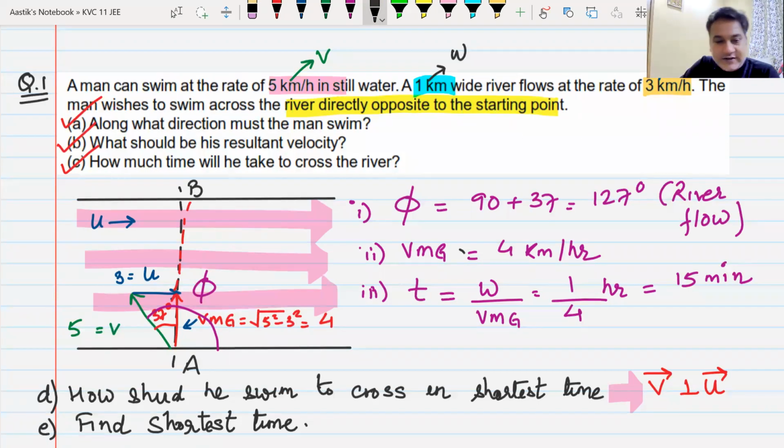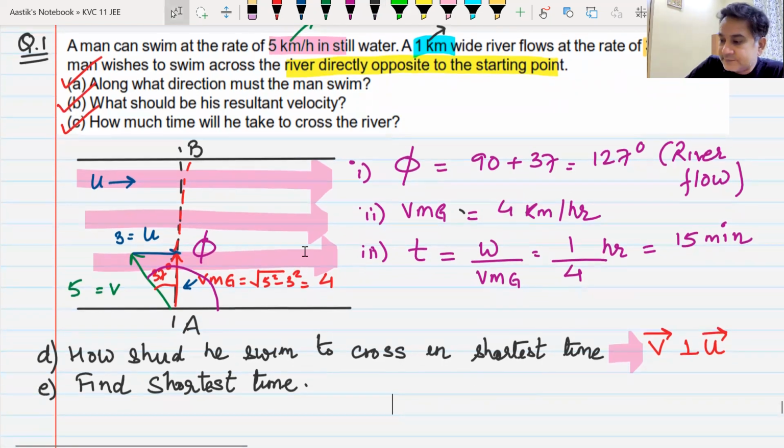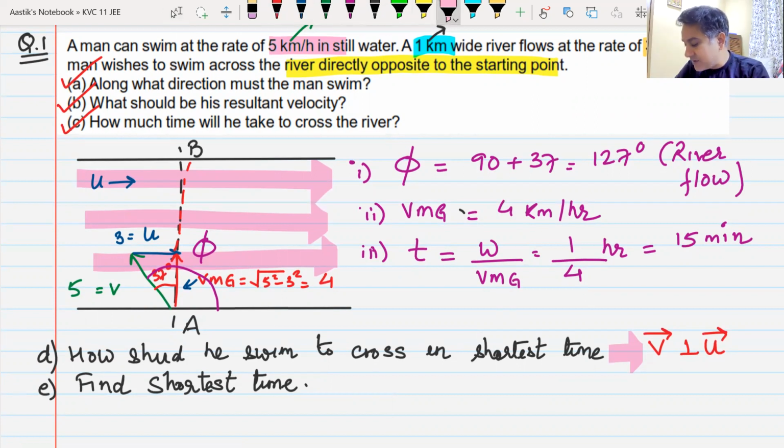That is correct. How did you get it? Well done. So to find the shortest time, he must swim perpendicular to the river. His entire velocity is in the perpendicular direction. So the time in that case, again, you just have to remember that diagram of shortest time. The time in that case, my dear friends, was W divided by V.